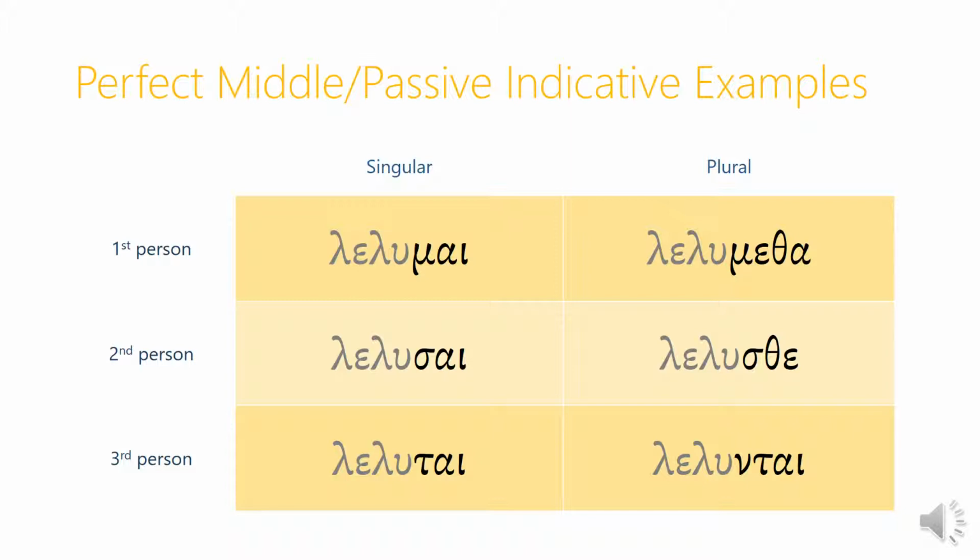But if we add on the stems, the stem lelu from the verb luo, you can see here we have no connecting vowel and no tense marker in the middle voice. So it's just lelu mai, lelu sai, and lelu tai. Lelumatha, lelustha, and leluntai. Actually quite simple once you know the reduplication of the stem indicates the perfect tense.